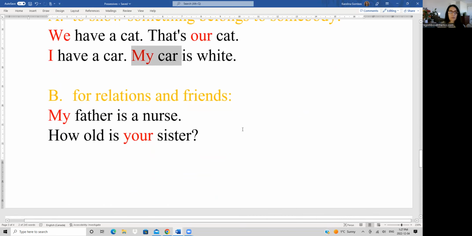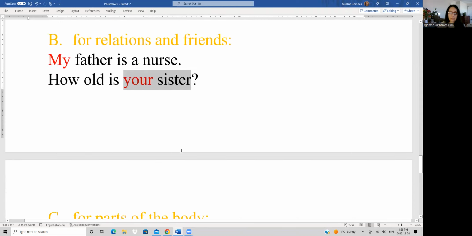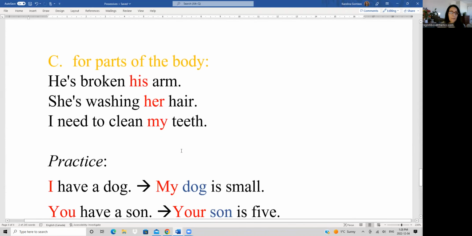Okay? You can use possessive adjectives for relations or friends. My father is a nurse. My father again. You cannot say my is a nurse. My what? My sister, my brother-in-law, my nephew. You have to say my father is a nurse. How old is your sister? I cannot say how old is your and stop there. You have to say how old is your son? How old is your brother? How old is your daughter? How old is your sister? So always, always have something after the possessive adjective. And for parts of the body, we practiced this before.